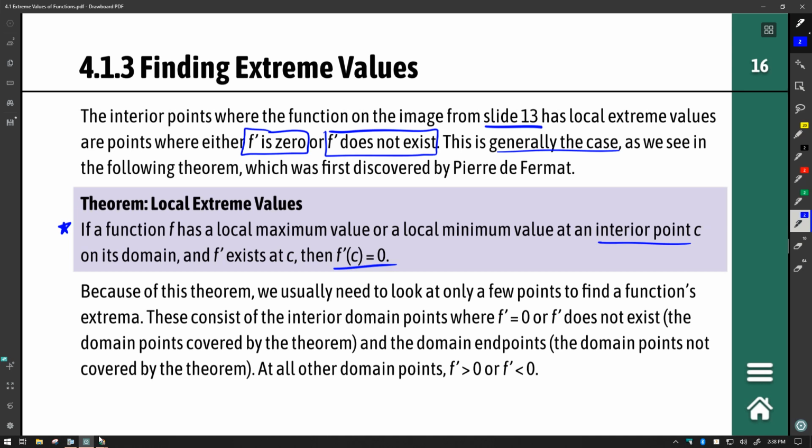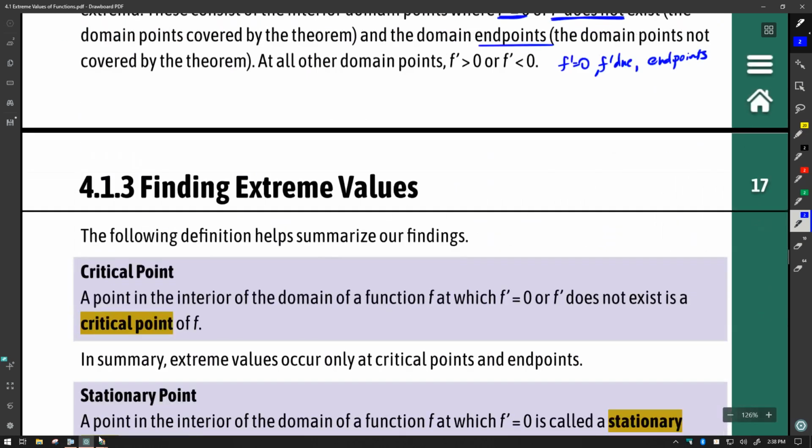These points that we're going to check consist of the interior domain points where either f prime is equal to 0 or f prime does not exist. Those are the two points by the previous theorem. And then also the endpoints of the domain. So to sum it up, it's f prime is 0, it's f prime does not exist, and its endpoints. Those are the only places where those maximums and minimums could possibly occur. At all other domain points, f prime is going to be either positive or negative.